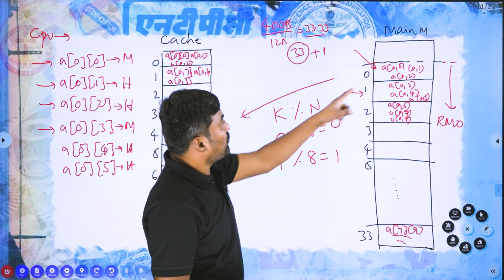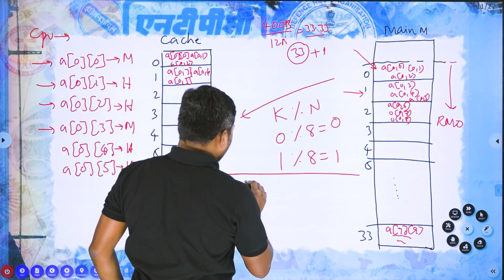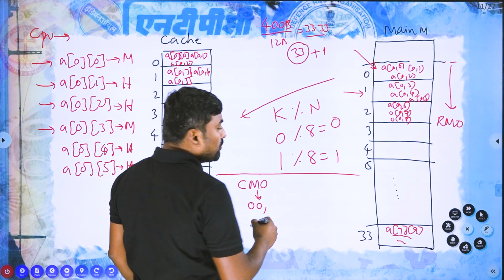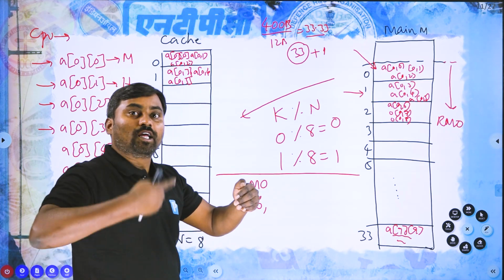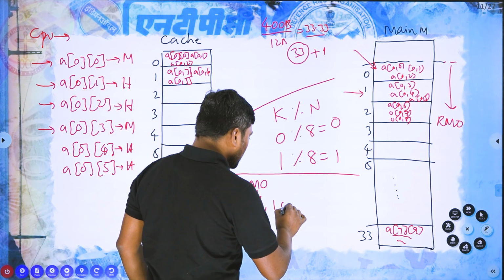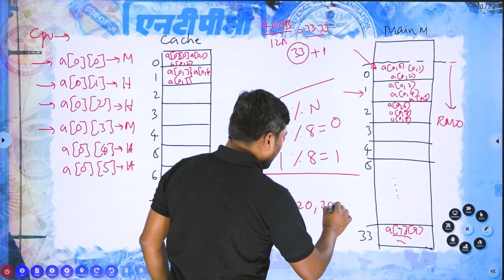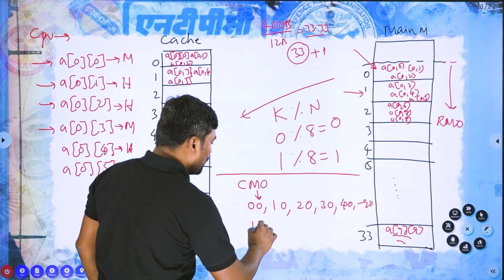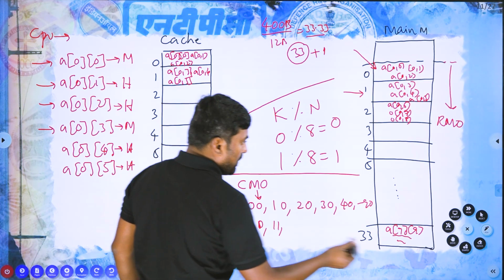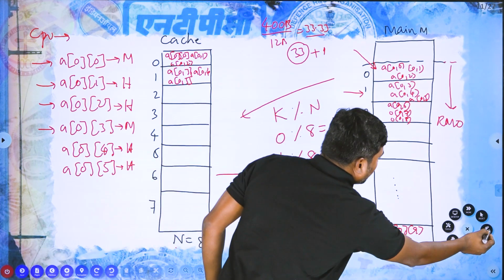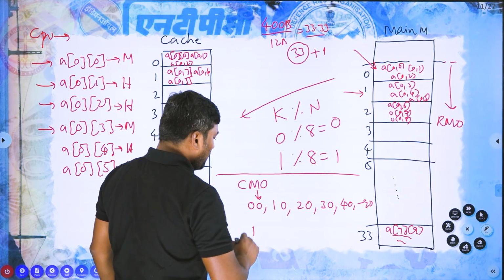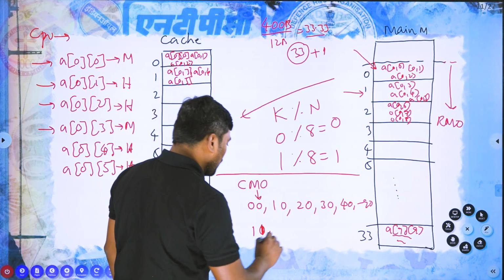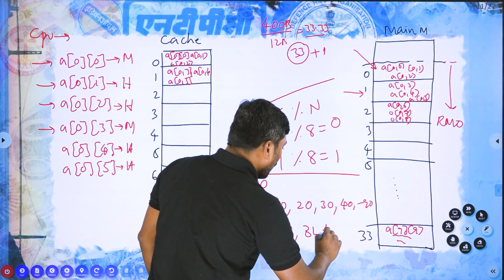Column major order goes like this. The first element is 0,0. For the second element, the row index will increment first: 1,0, then 2,0, then 3,0, 4,0, and so on up to 9,0. Next, j will increment by 1 while i stays the same: 0,1, then 1,1, 2,1, 3,1, 4,1, and it goes like that.